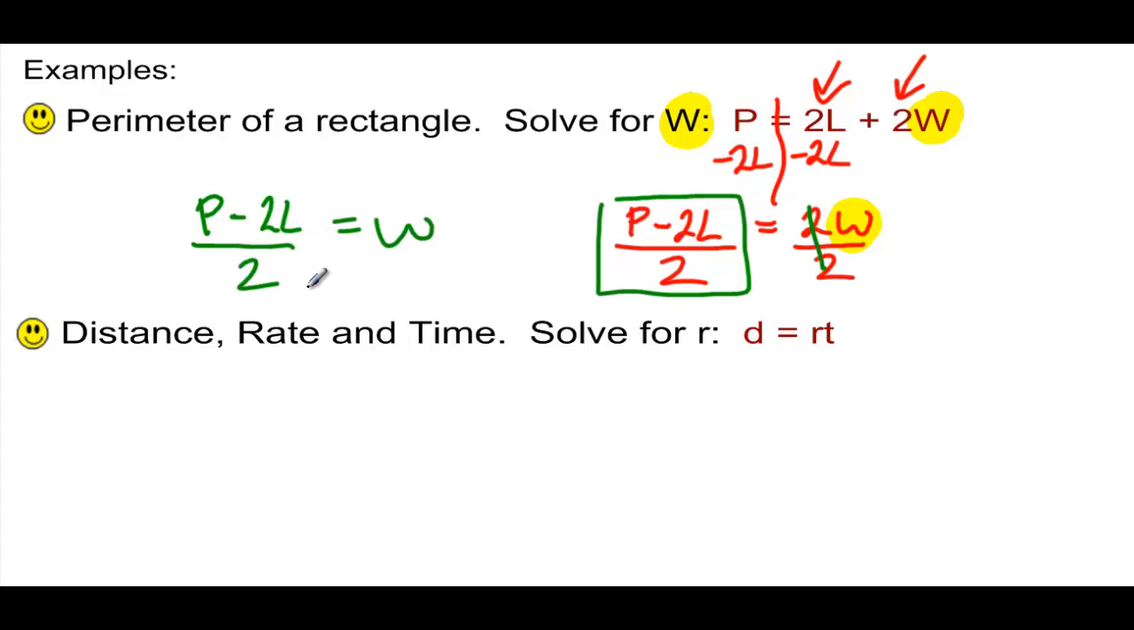The one thing you don't want to do is cancel these 2's, because you would have to cancel a 2 from this term and this term. So this is already reduced, so we're going to leave the answer just like that.